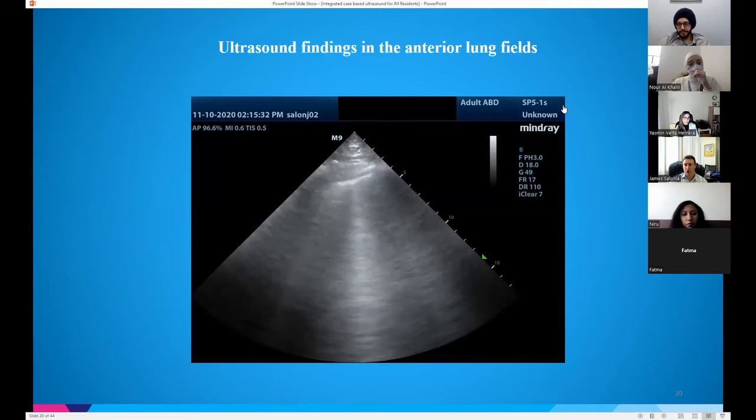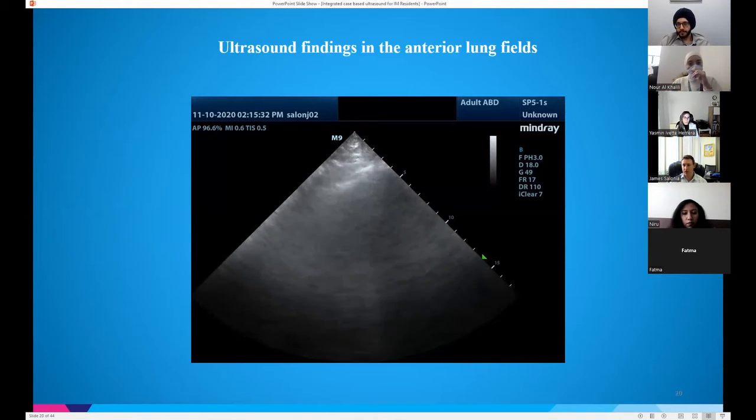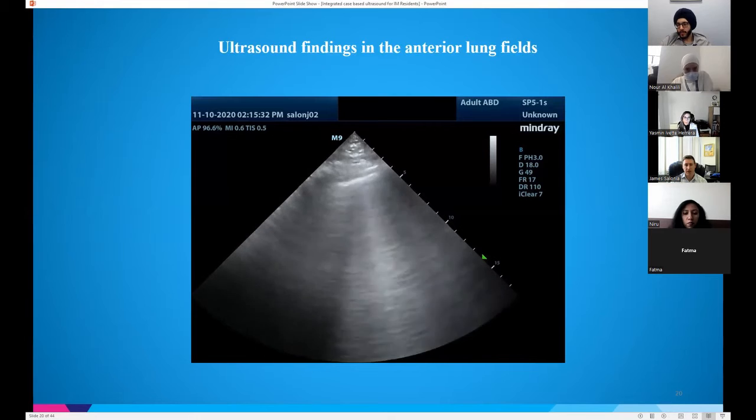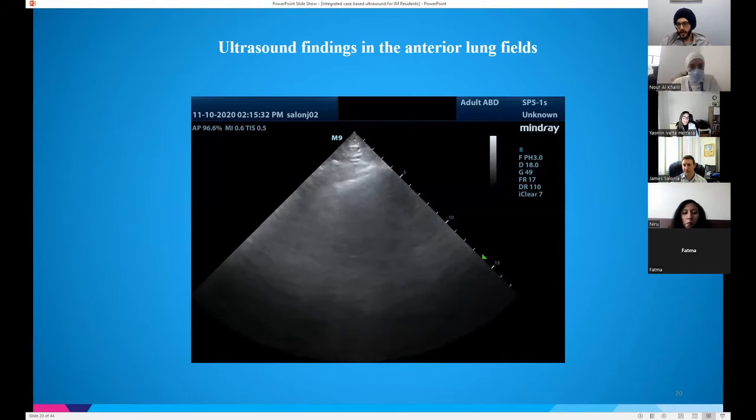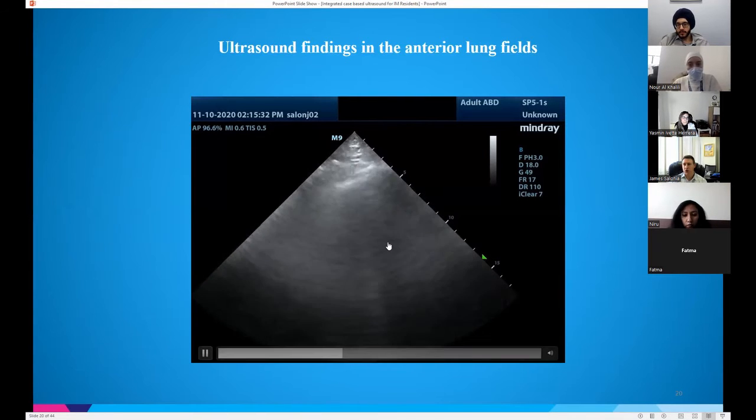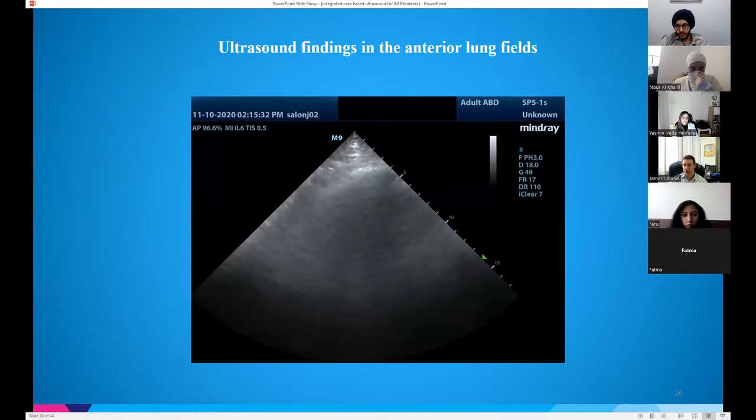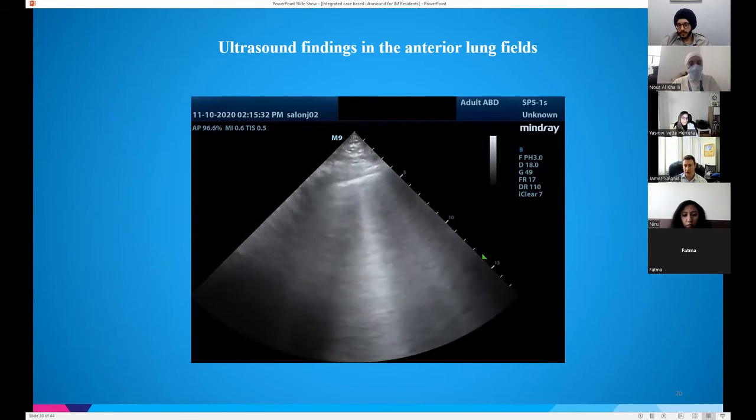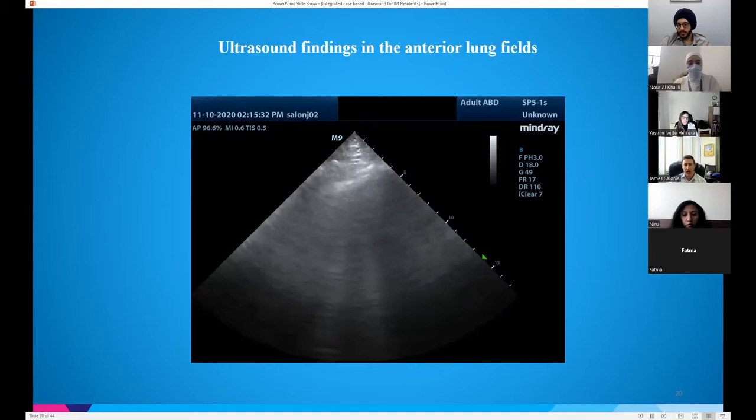So again, we get our probe out, and again, not that hard, right? You get your ultrasound, you get your phaser ready, you throw it on the chest, and we see this. So what do we see? B profile. Good. So this is B profile in the anterior lungs. Excellent. Remember, you can have a few B lines in your view. Up to 3 is normal. When you have more than 3, that's when we consider it abnormal.